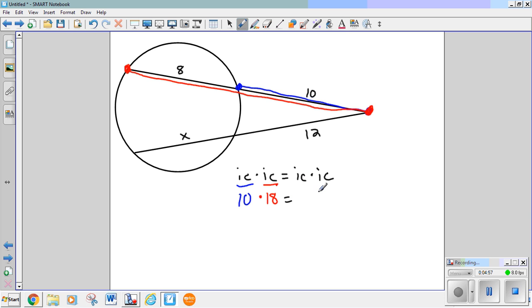Equals the next segment from the intersection to the circle is 12 times, from the intersection to where it hits the circle the other time is here, 12 plus x. Do segment addition there. And because that's a sum, we need to put that in parentheses.